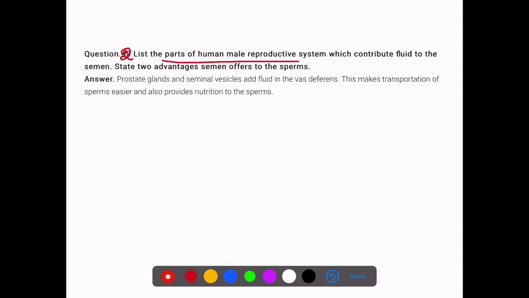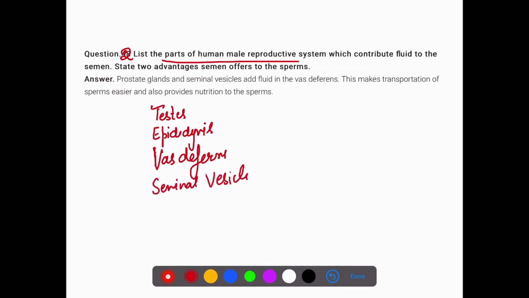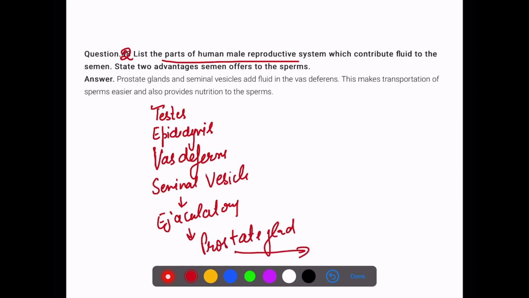Next is to list the parts of the human male reproductive system. We know the parts: testes, then epididymis, then the vas deferens. After the vas deferens, what will you write? We will write the seminal vesicle, and combining the two, which duct comes? The ejaculatory duct. And then finally there will be the prostate gland, and then the Cowper's gland, and finally all the secretions will be in the urethra. I hope this is clear.